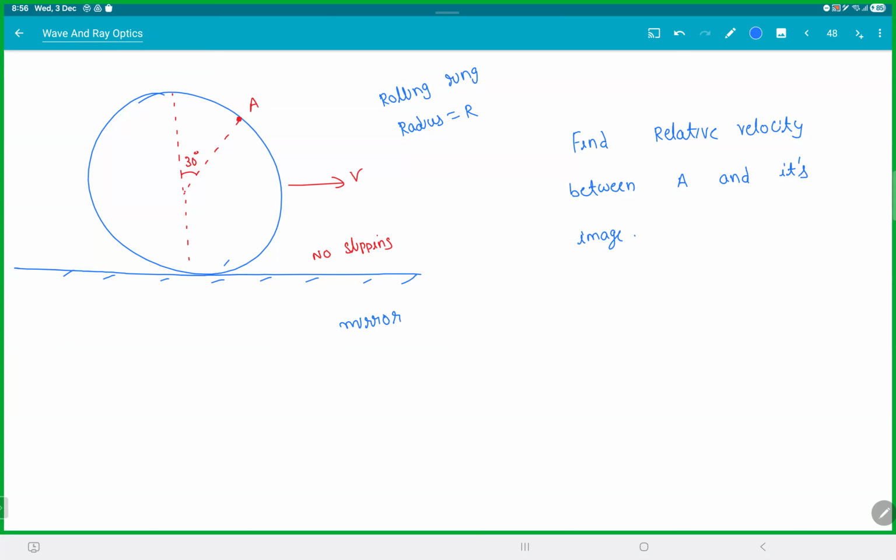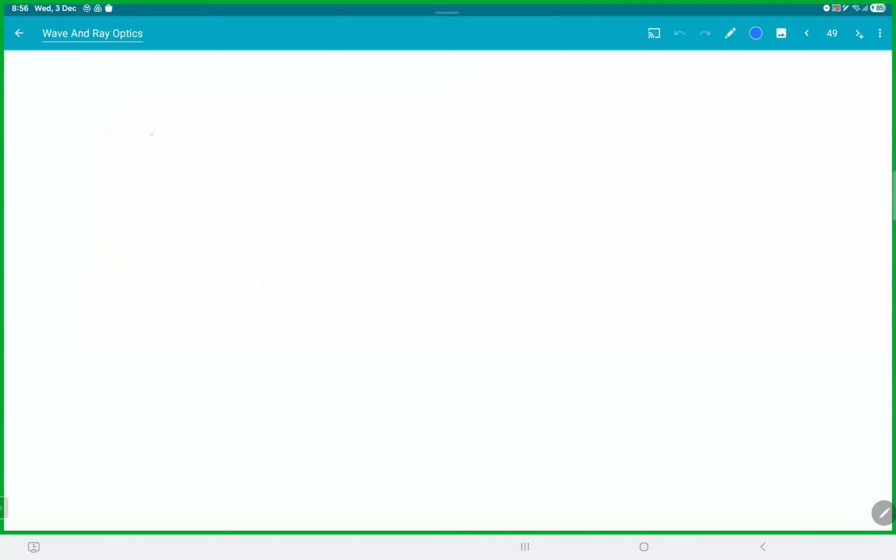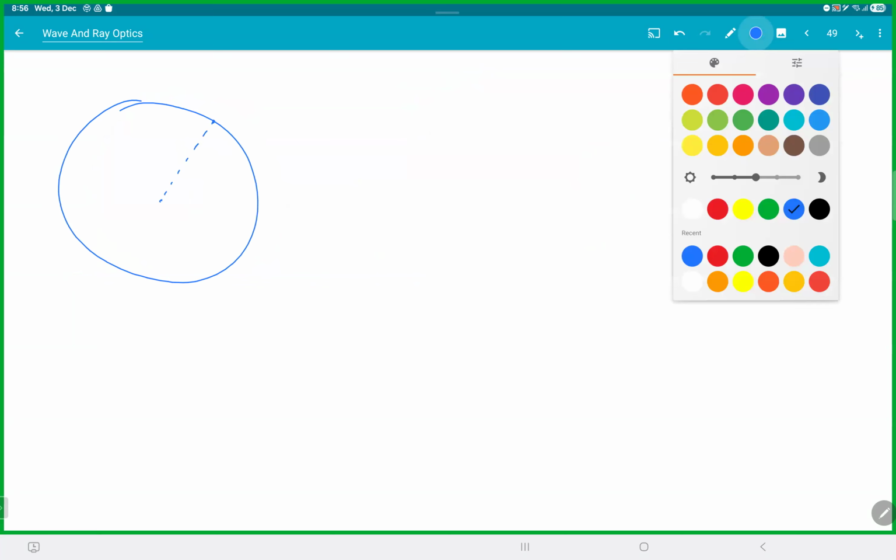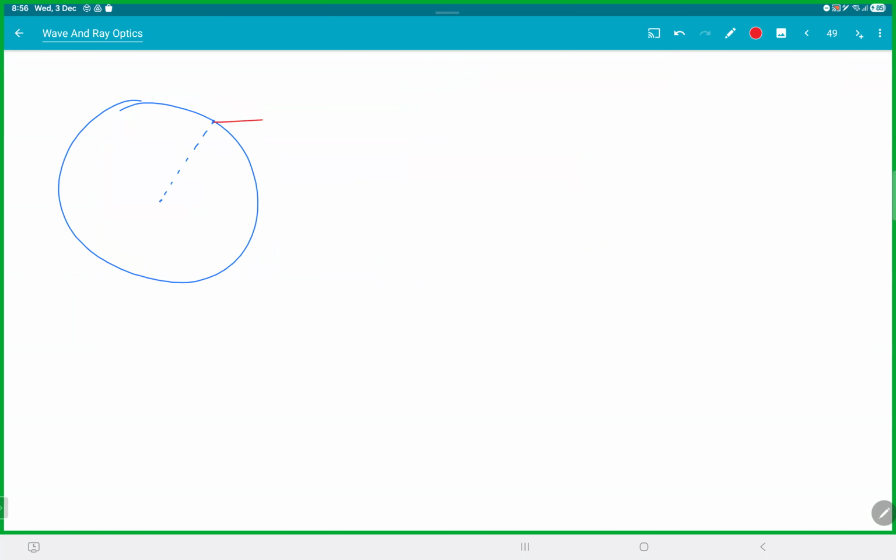Let's see. First, you need to find the velocity. How to find the velocity of a rolling thing? Now, this body has both translation and rotation. We use the principle of superposition. Because of translation, the velocity of the center of mass will be this way. And because of rotation, this will be r omega, that is also V. This is making 30 degrees. So this is 90, this is 60, so this is also 30 degrees.